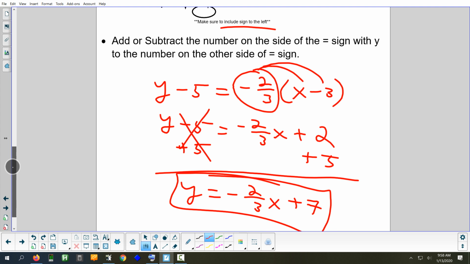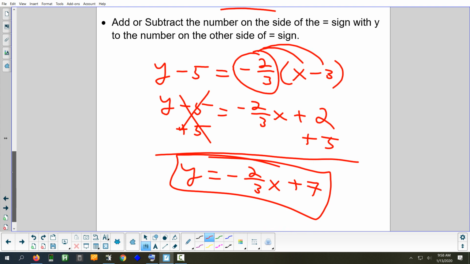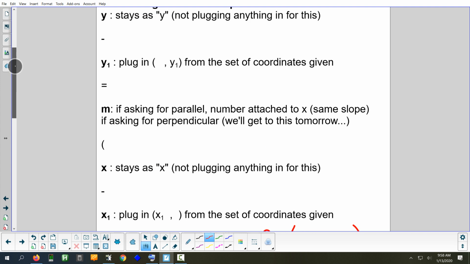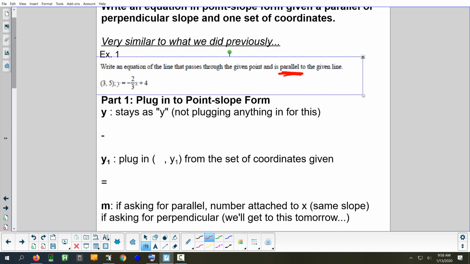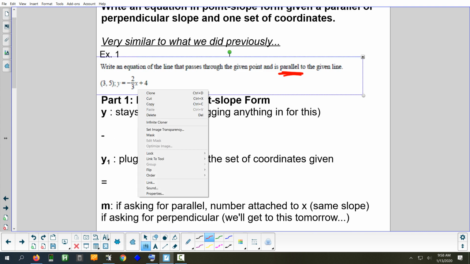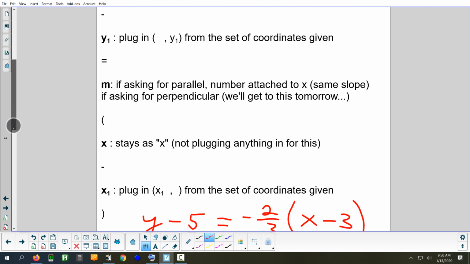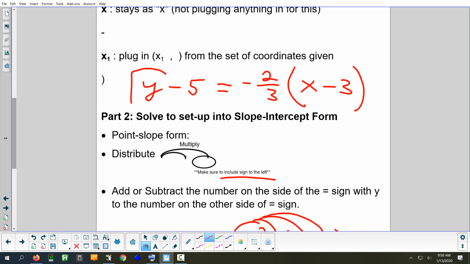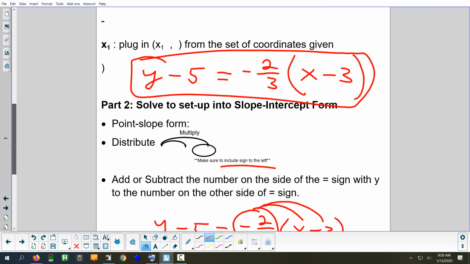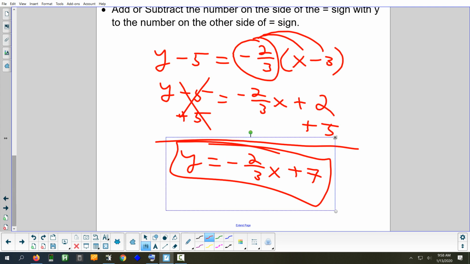If you can do those two problems, that's exactly what half the test is going to be like. I'm going to give you guys a point. I'm going to give you an equation, and I'm going to say, tell me one that's parallel. And I'm going to ask you to give me the answer this way first. And then I'm going to ask you to give me the answer that way second. That's what half the test is going to be like. Any questions on that?